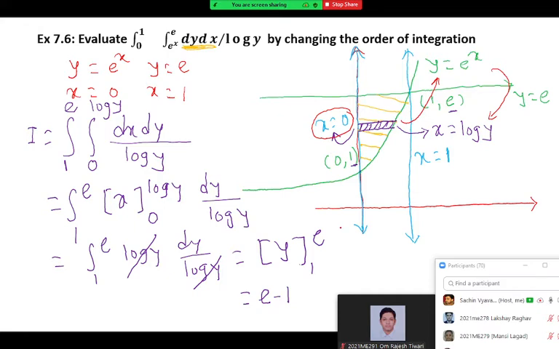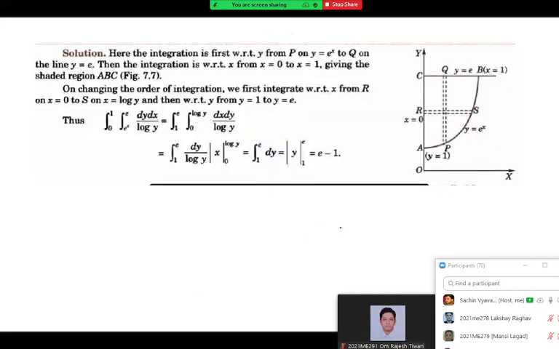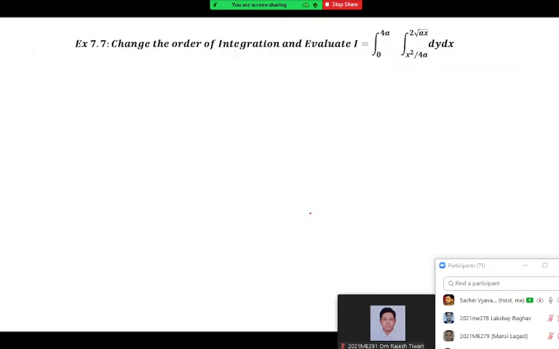So the next question here. This is a solved example and this is the answer there, e minus 1. And this is the partial graph they drew. We generally draw a complete graph there. Okay, Example 7.7. Again, this is a solved example of the textbook.